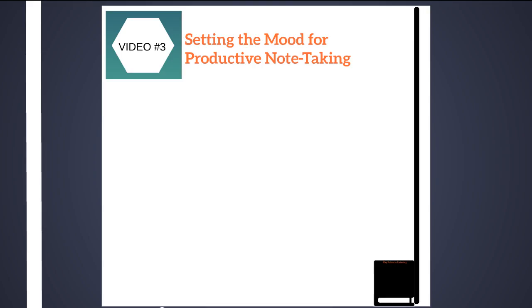So with that said, let's move on to video number 3, and we will talk about setting the mood for productive note taking. So we're going to talk about location and environment and things like that, and how to utilize your environment to be effective. So with that said, we'll see you there.